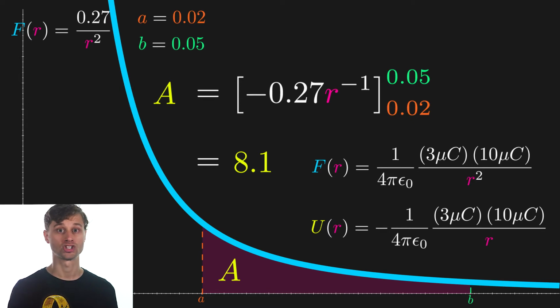Interestingly, the force function is proportional to 1 over the distance squared, r squared, whereas the potential energy function is proportional to 1 over r. And for these kinds of forces, called central forces, like gravity is a central force, and the electrostatic force, the Coulomb force, is a central force, this pattern will hold.